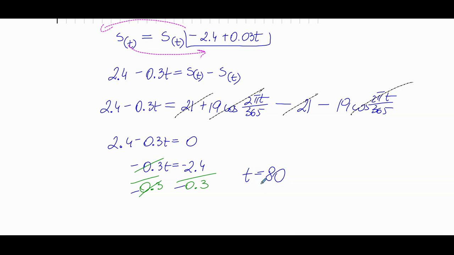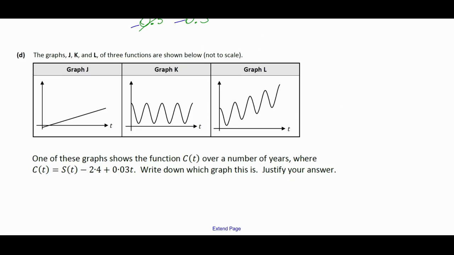Okay, let's have a look at next part here. This part, so we have three graphs, j, k, and l. Okay, one of these graphs shows the function c of t over a number of years. And they are still reminding us what that function c of t is. So it's function s of t minus, and then we have an additional description here.